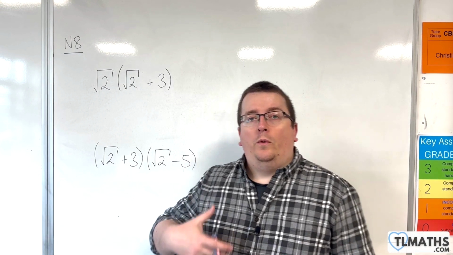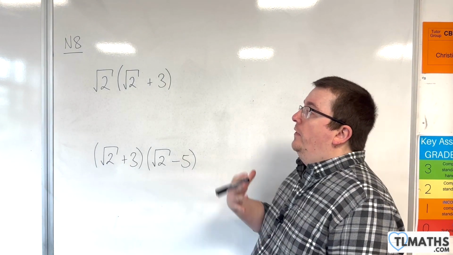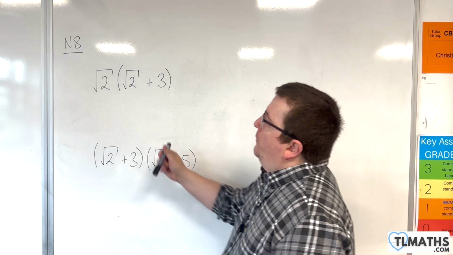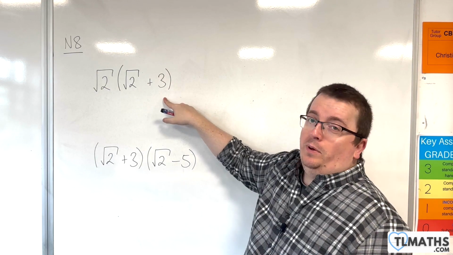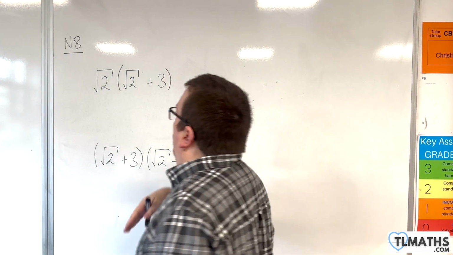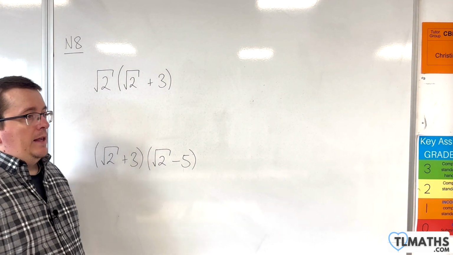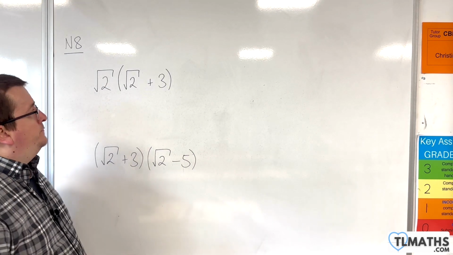So in this video, I want to show you how we're going to deal with expanding brackets that involve surds. So I'm going to take a look at two examples. In our first example, we're going to have root 2 outside the bracket times by root 2 plus 3 inside the bracket. Now, what you want to do is tackle this in the same way as you would expanding brackets with algebra.